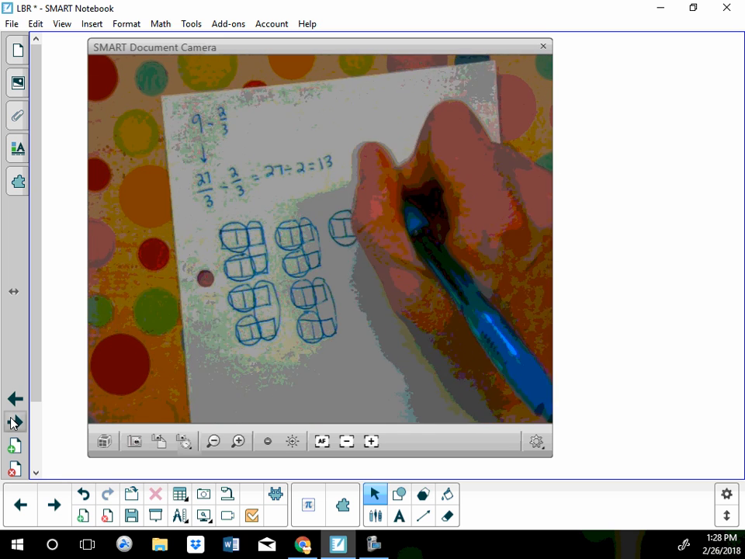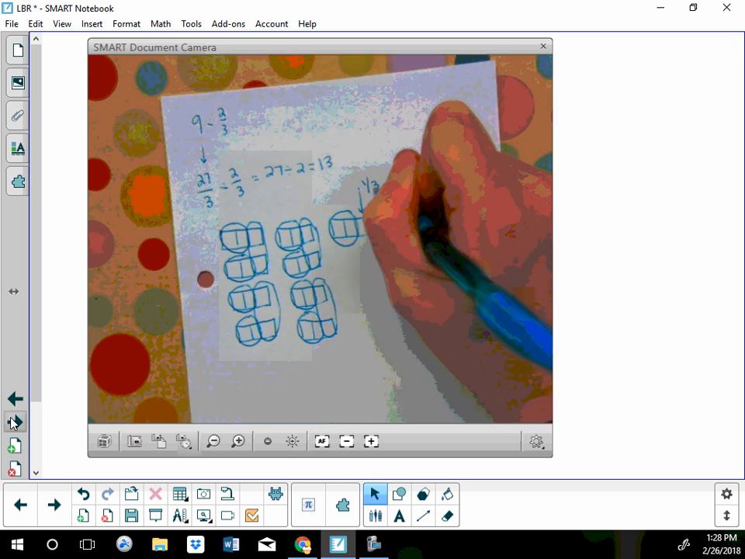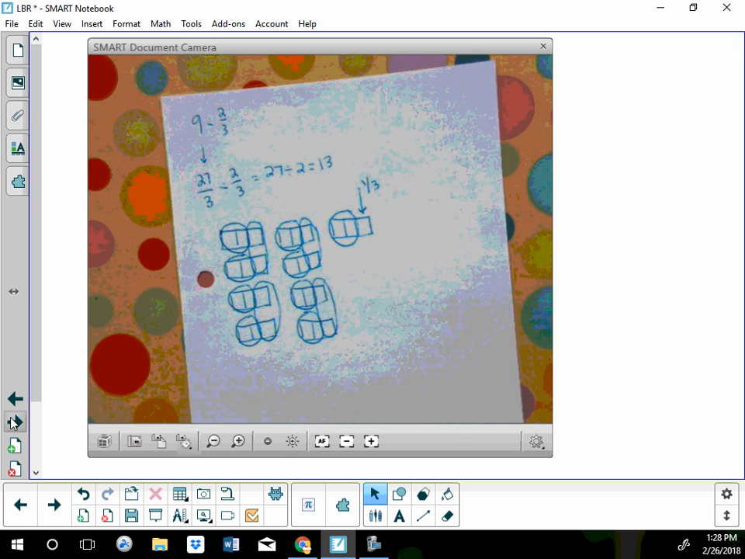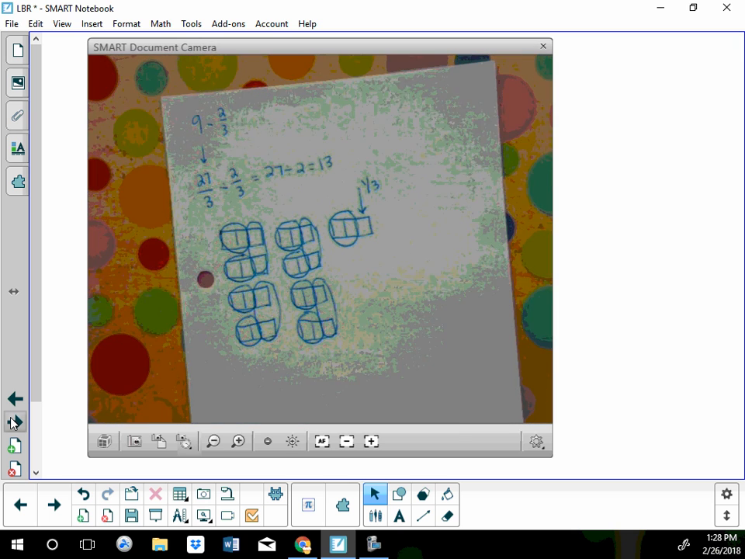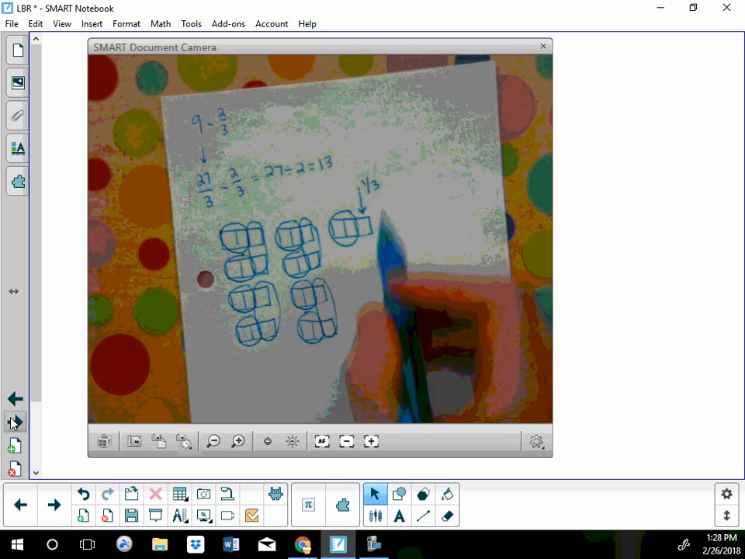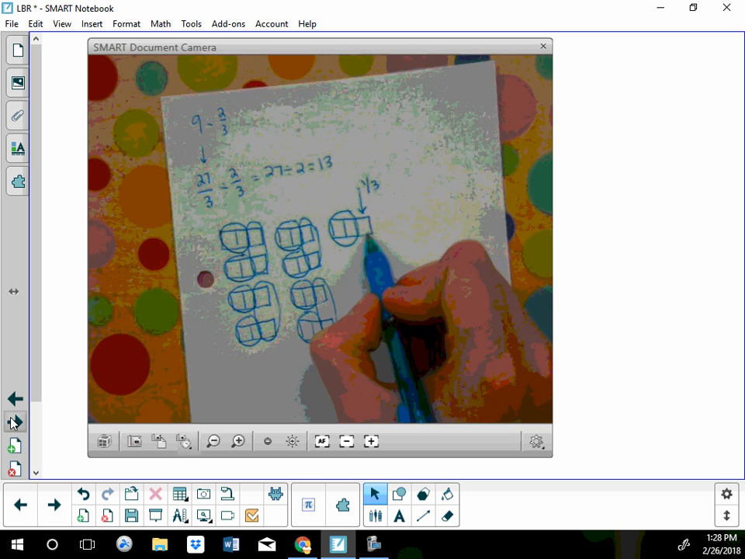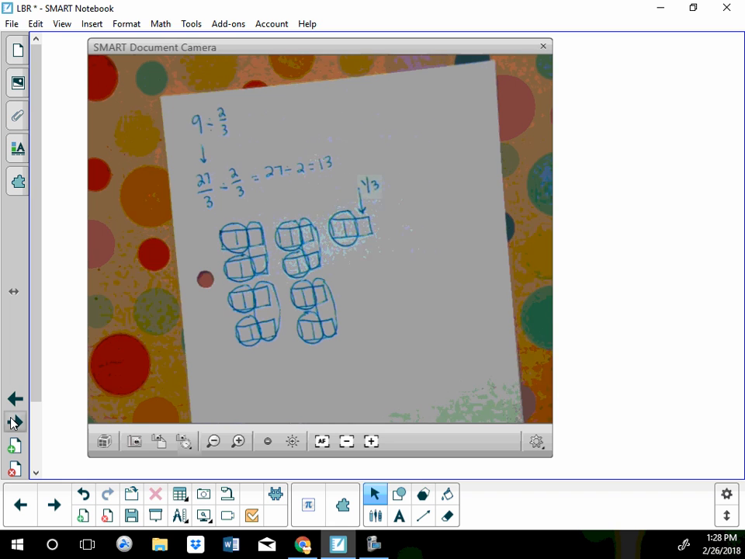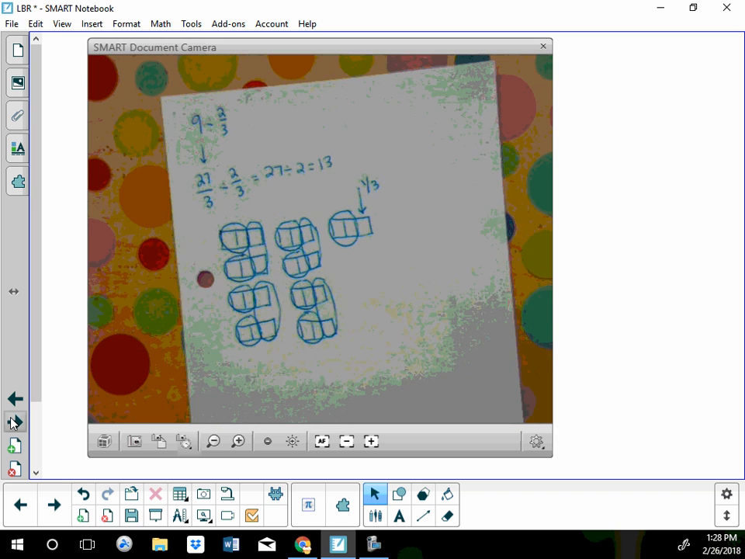However, 1/3 is not going to be our fraction that we're going to use. How much of a piece is this 1/3? Michaela, how much is it? It's a half. It's a half of a piece. So our answer would be 13 halves.